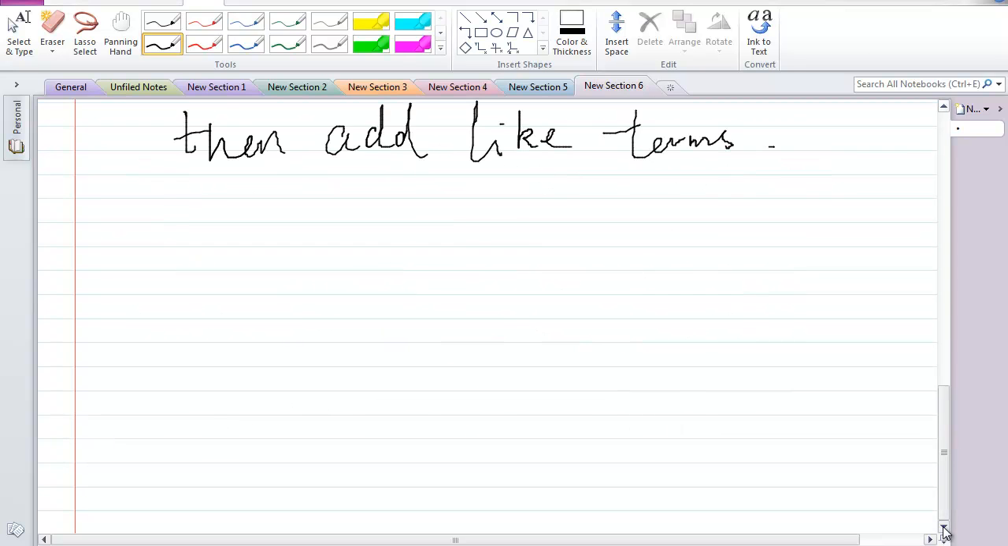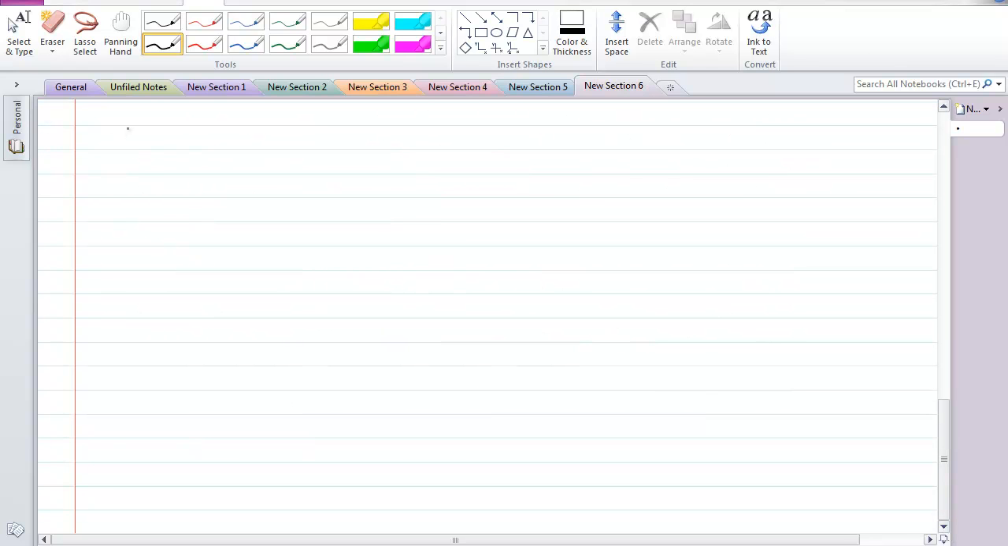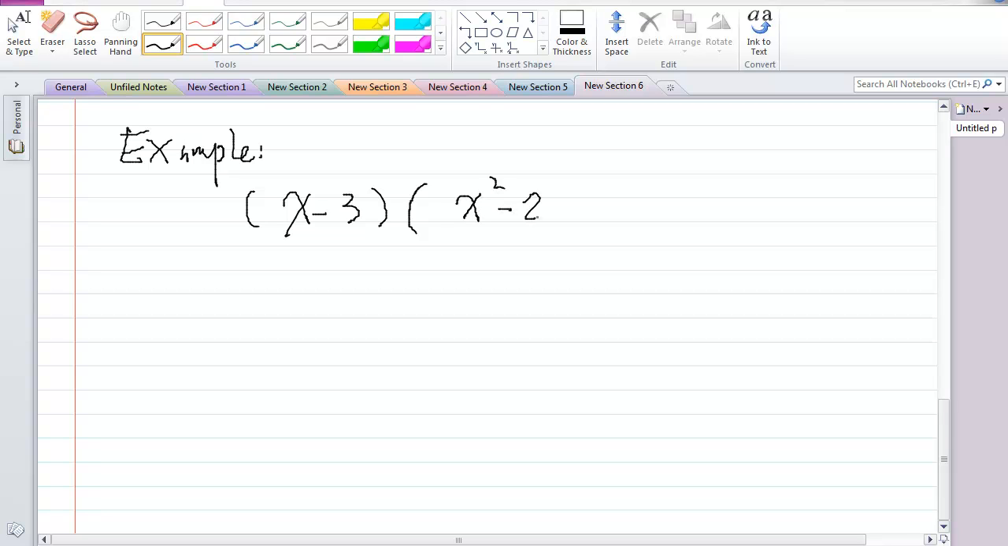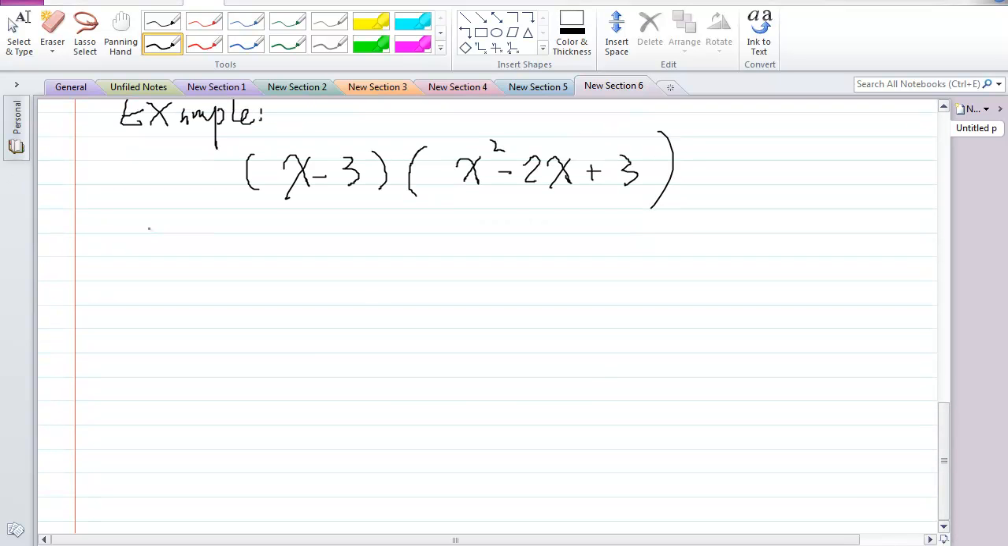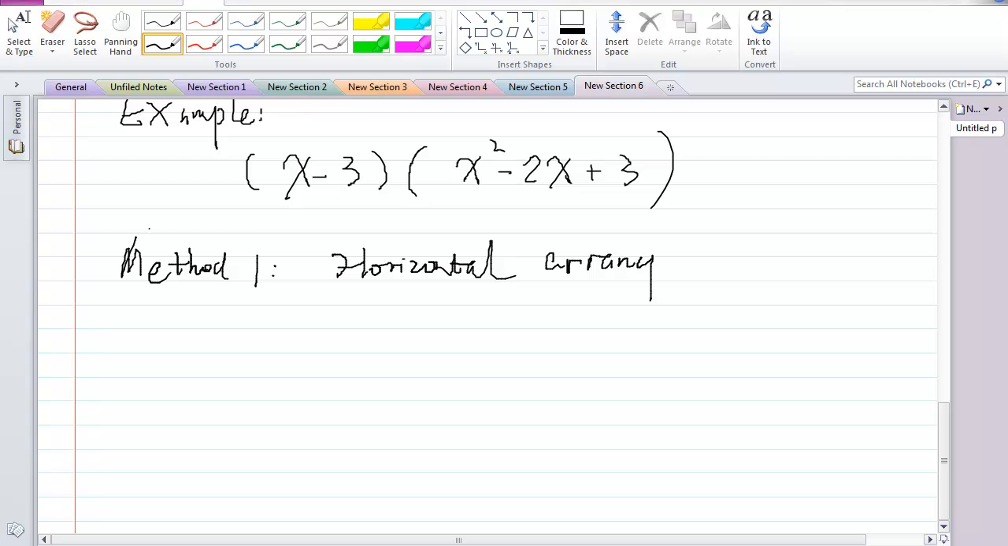So let me show you some examples here. The example is to multiply x minus 3 by x squared minus 2x plus 3. There are two methods to calculate this multiplication. Method 1 is called horizontal arrangement.